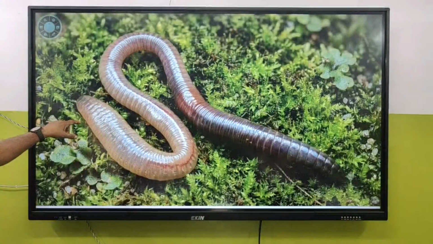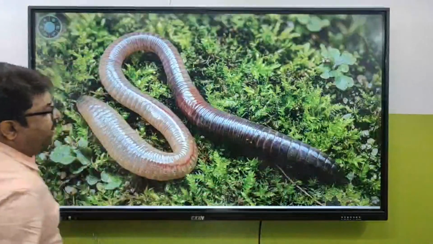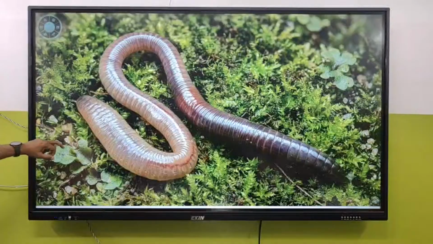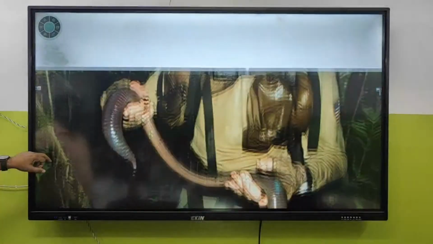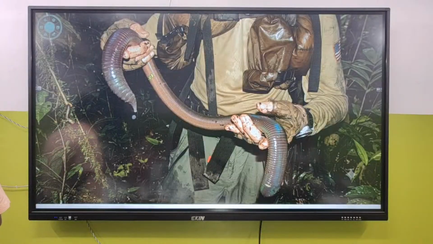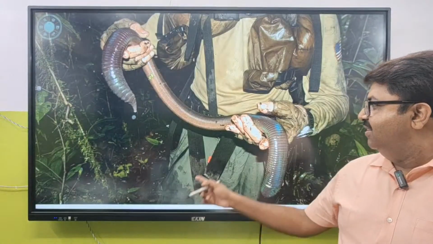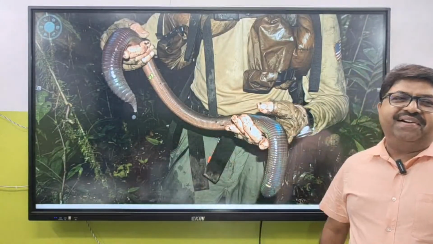This is a normal annelid. Pheretima posthuma. Fine, this is mouth and this is anus. Okay? Tell me what is it? The largest one, called Megascolex. See?